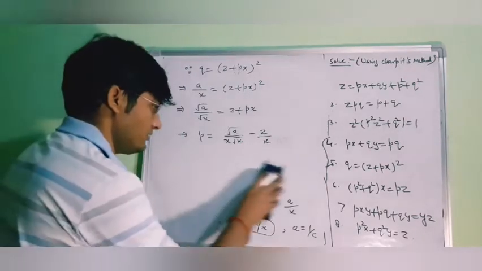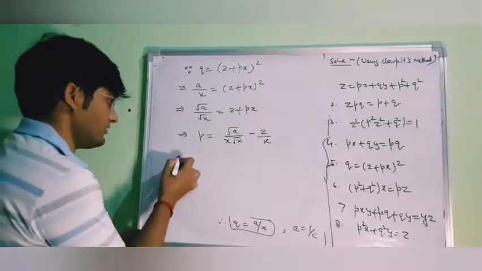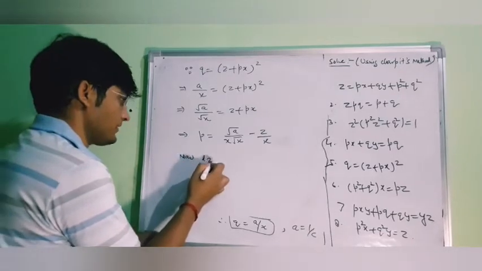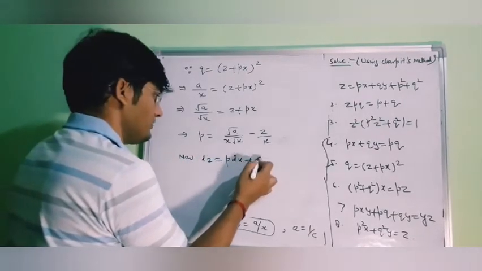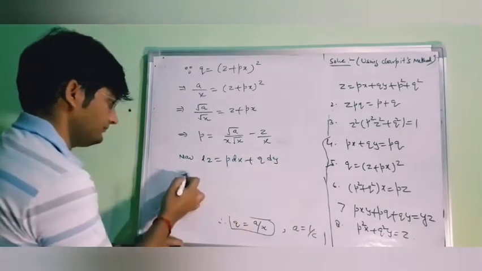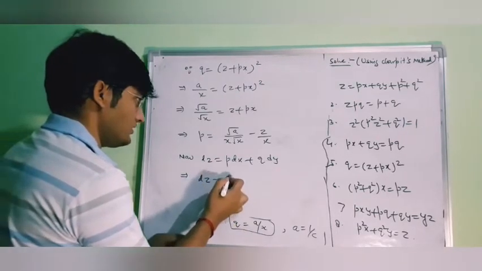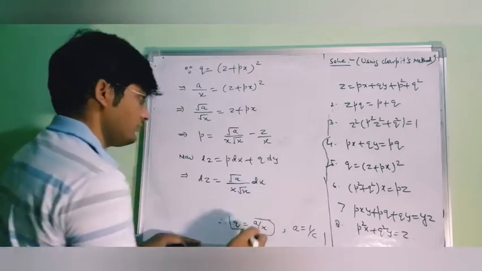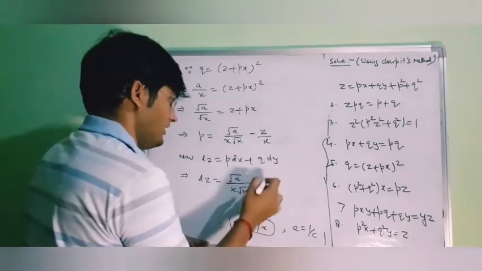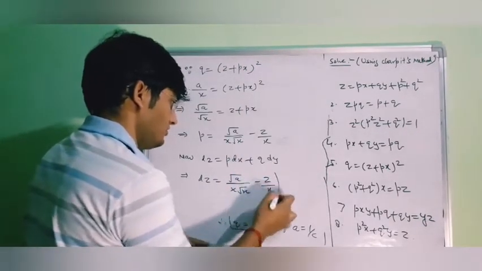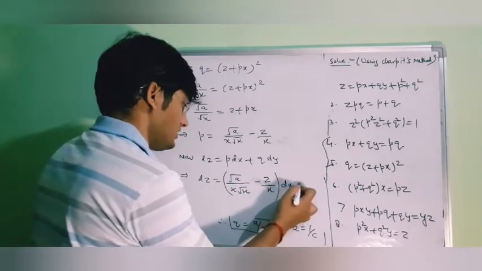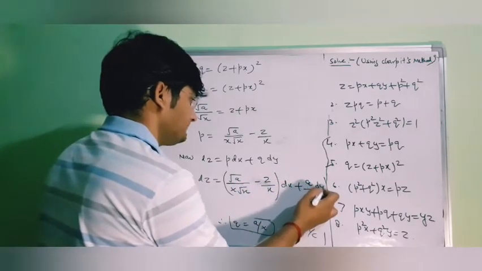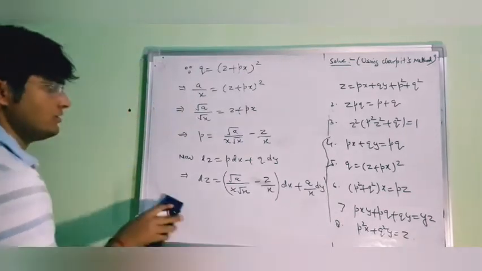Now let us use the formula of dz. Now dz equal to p dx plus q dy implies, now your p is root a upon x root x into dx, and again we have minus z upon x into dx, plus q is a upon x dy. So this is your dz.